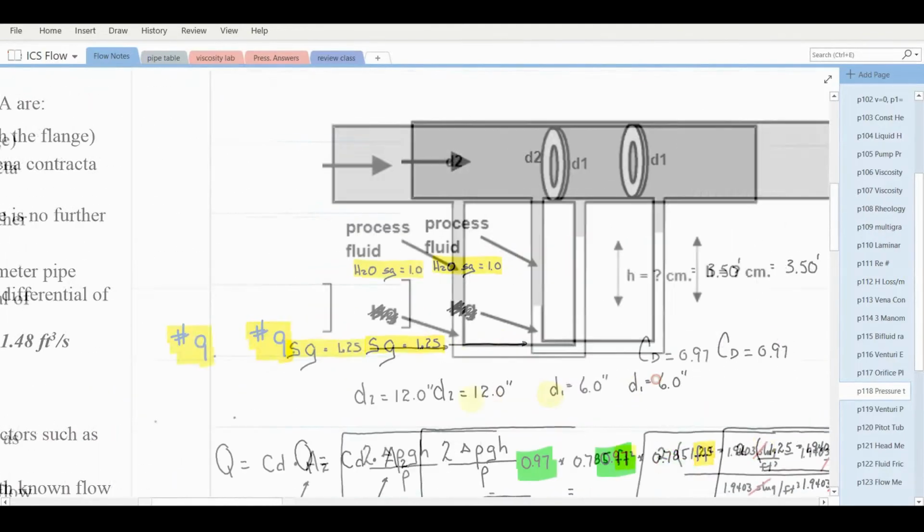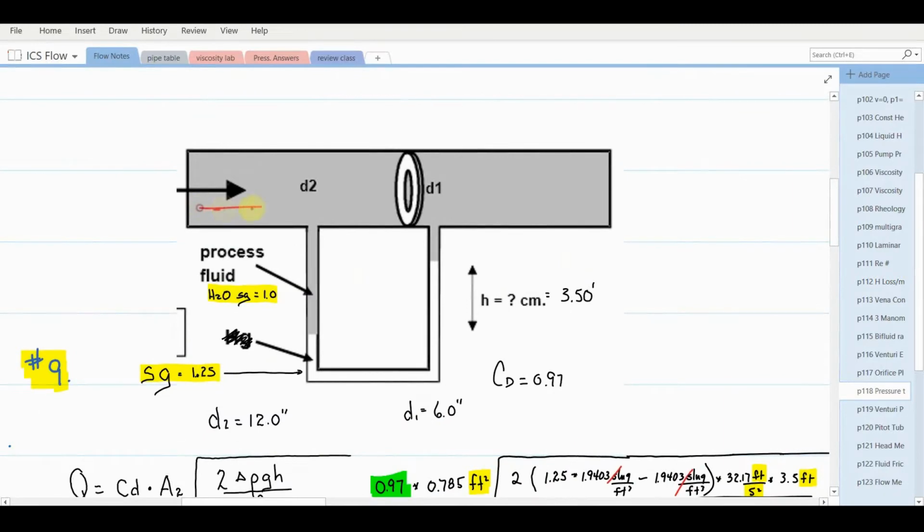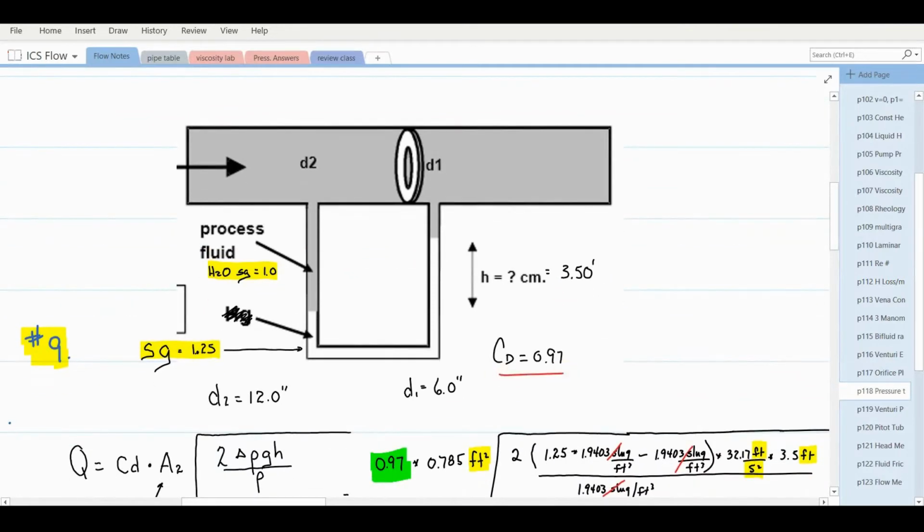I've drawn it here. Process fluid is water, specific gravity 1.0. Manometer fluid, specific gravity 1.25. Difference in height of the manometer, 3.5 feet of height. Coefficient of discharge 0.97. Diameter in the pipe here is 12 inches. Diameter in the Vena Contracta, or at the orifice plate, 6 inches.